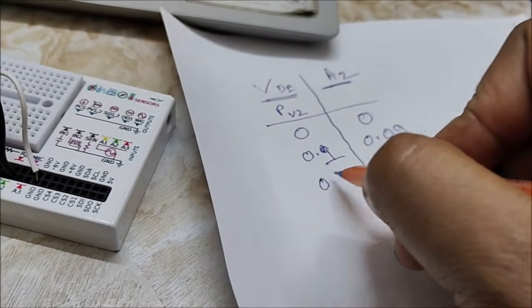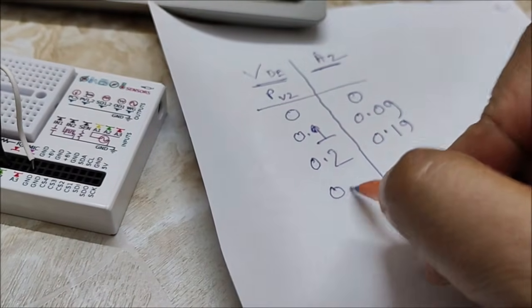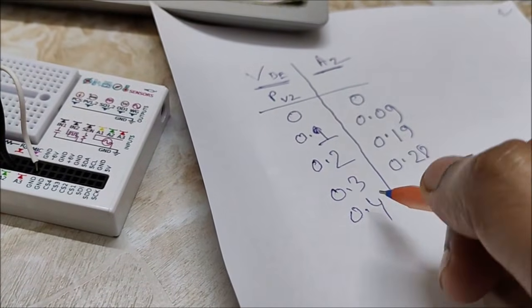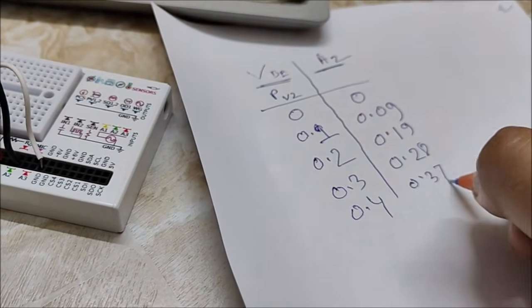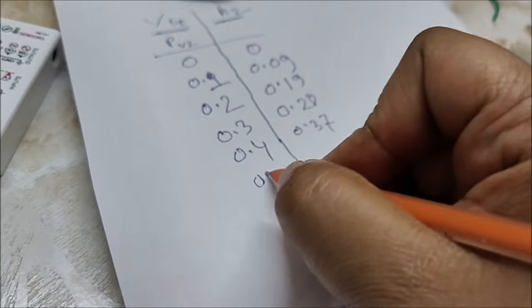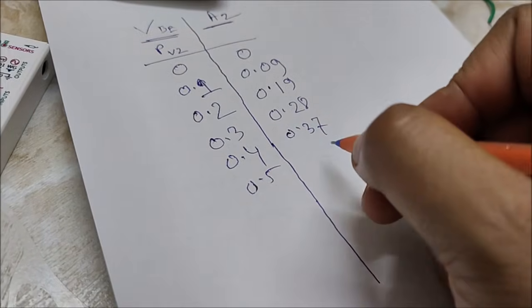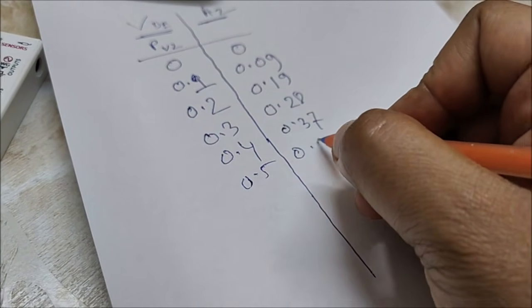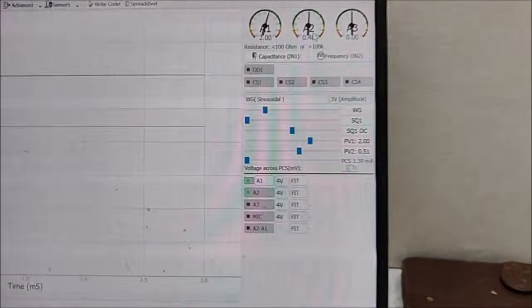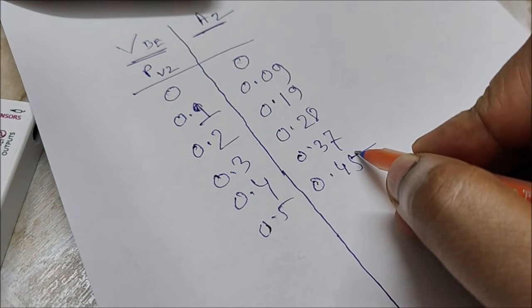Then we went to 0.2, so it was around 0.19. Then 0.3, it was around 0.28. 0.4, it was around 0.37 if I remember. Then for 0.5, the value was around 0.45 or something. Okay, so we'll come back here. Yeah, for 0.5 it was 0.46.